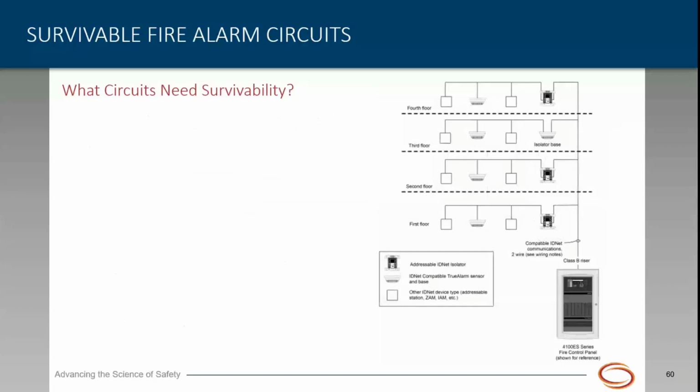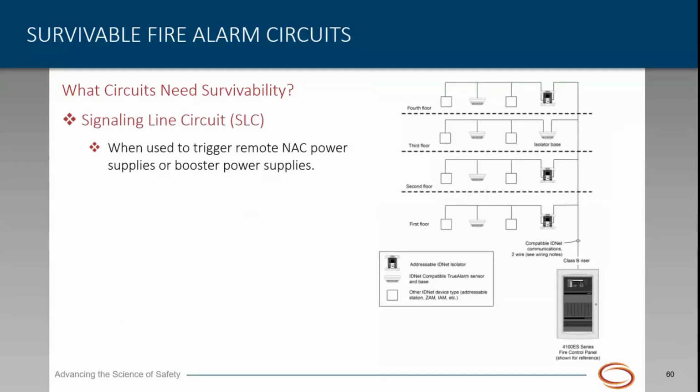What other types of circuits? Well, signaling line circuits. When signaling line circuits are used to control remote NAC power supplies, or when used to control modules like relay modules that trigger NACs or amplifiers, then that SLC becomes a control circuit and needs to be survivable. And again, remember Chapter 23 regarding SLC zoning, that it requires each floor to be a separate zone. And if a floor is subdivided into multiple zones by fire and smoke zone or relocation, each zone shall be considered a separate zone. So this can get a little taxing, a little complicated.